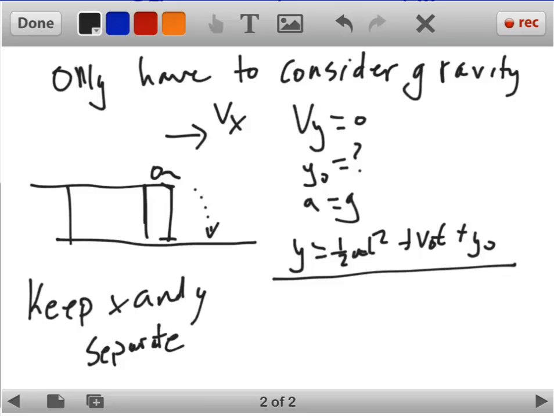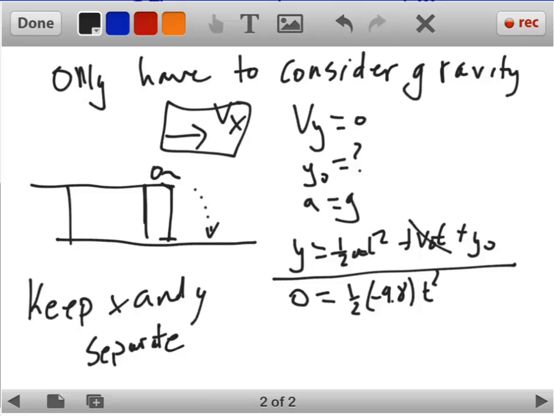So we have y, which is our final position. Well, it lands on the ground, so that's 0. 1/2 a t squared. Well, that's 1/2 negative 9.8, right? Gravity pulls down. t squared plus v naught t. Yeah, it is moving in x, but it's not moving in y. So that's v naught y. We don't have to consider it. Plus y naught, well, that's whatever its height is, right? And so from this, we can solve for t, which is the time it's in the air.